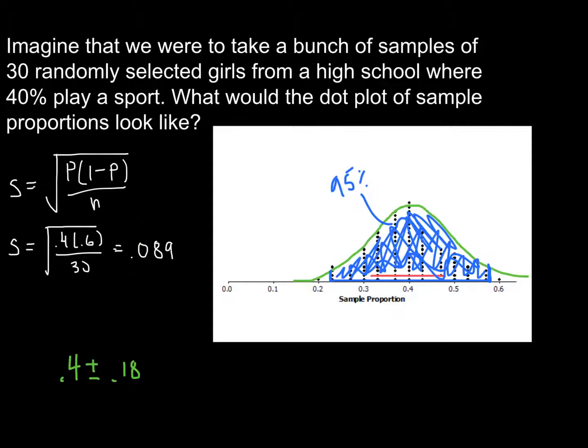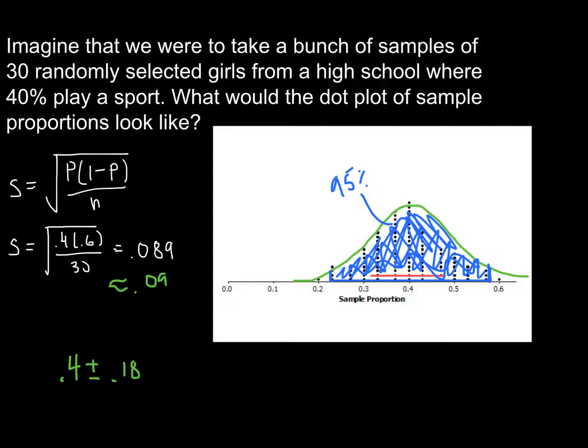And notice that I rounded this here to 0.09. So I can be 95% confident that if I pick a random one of these dots, it's going to be within what's called a confidence interval. So this confidence interval is the mean plus or minus two standard deviations. And since that is going to hold 95% of the data, I am 95% confident that if I picked one, I would get something that's in between 0.4 minus 0.18 and 0.4 plus 0.18.